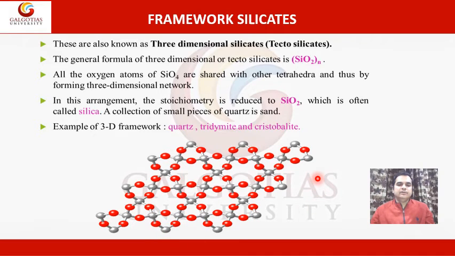In this arrangement, the stoichiometry is reduced to SiO2, which is often called silica, and a collection of small pieces of quartz is sand. Examples of three-dimensional framework structures are quartz, tridymite, and cristobalite. These are some examples of framework silicates, in which all the oxygen atoms are shared with the others. That's why they form network type structures.